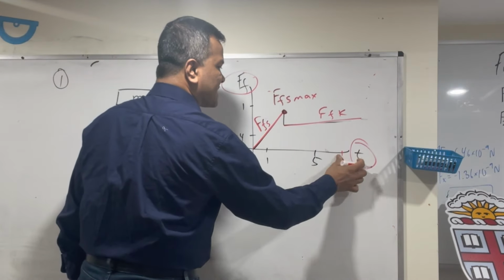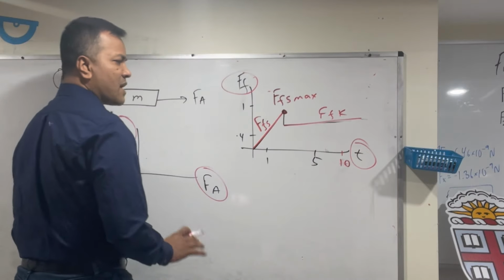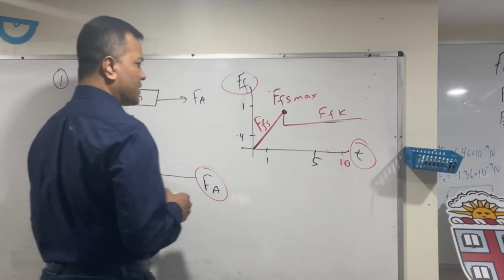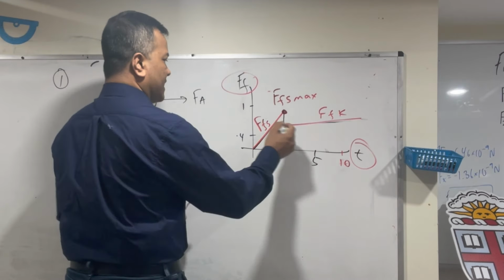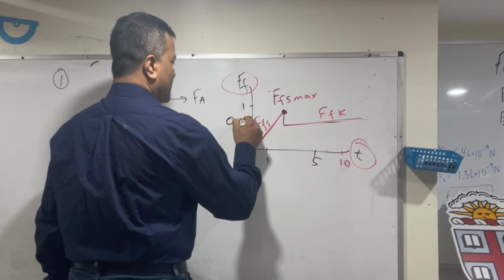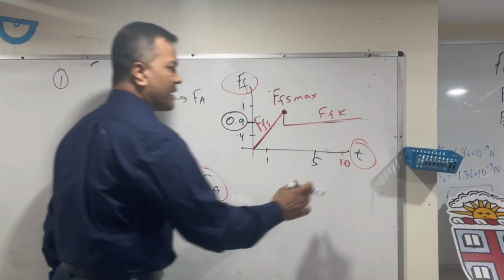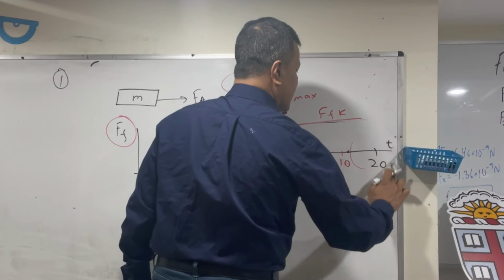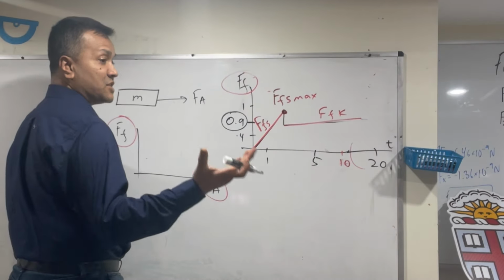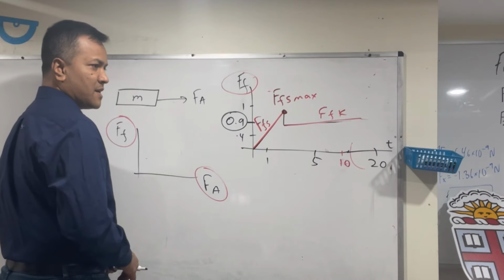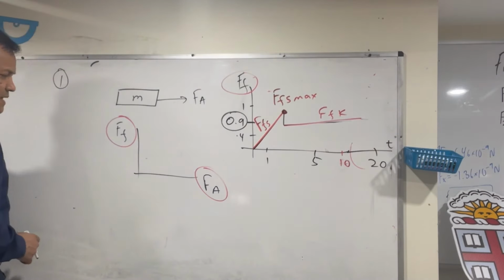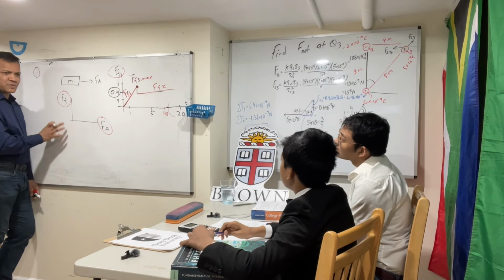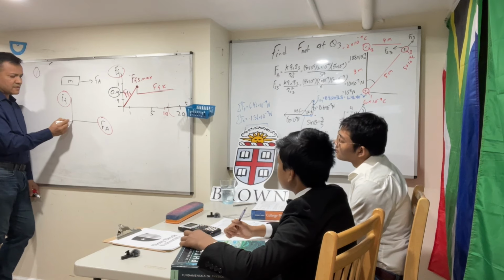If you apply 10 Newton at 10 seconds, what would be the force of friction? 0.9. Okay, that's what it says on the graph. Good. If I apply, let's say at 20 seconds, 30 Newton, what would be the force of friction? 0.9. Okay, let's come back over here. If I apply 0 Newton, what would be the force of friction? 0.